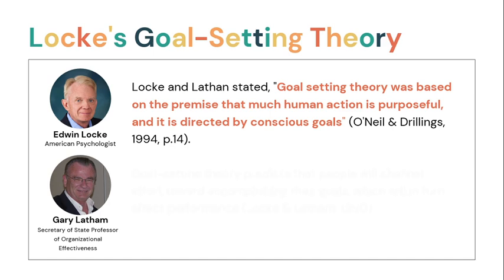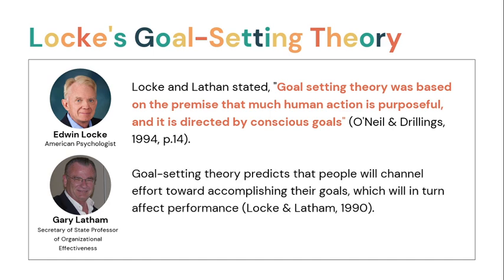They further added that goal setting theory predicts that people will channel effort toward accomplishing their goals, which will in turn affect performance. In order to achieve your goals, you spend some time and effort. Those efforts then affect your performance, and how long it takes to achieve your goal. So perhaps the smaller your efforts, the lower your performance, and the lower your performance, the more difficult it is to achieve your goal. On the contrary, the bigger your efforts, the higher your performance, and the higher your performance, the easier it is to achieve your goal.